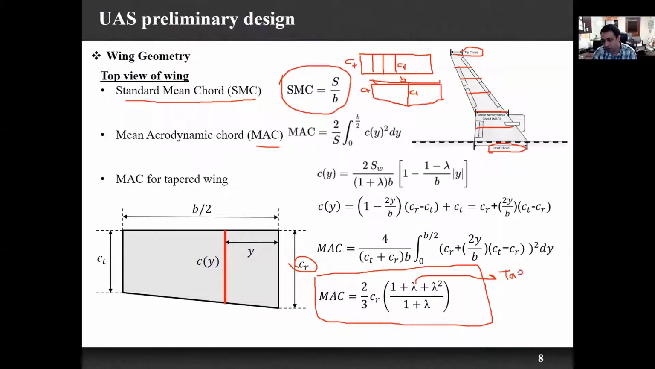So we talked about lambda, which was the taper ratio. This lambda is equal to CT, the tip chord, divided by the root chord. So tip chord divided by root chord gives us this taper ratio. So these are the mean aerodynamic chord. I just wanted to show you this geometry, and you don't need to know any of this equation because it's out of scope of this course, just to show you what's happening in the fundamentals.